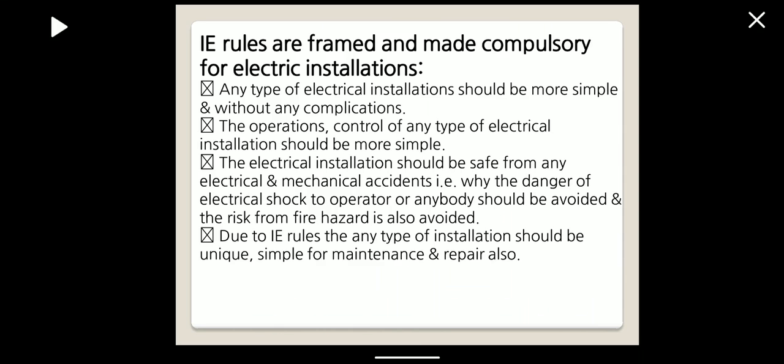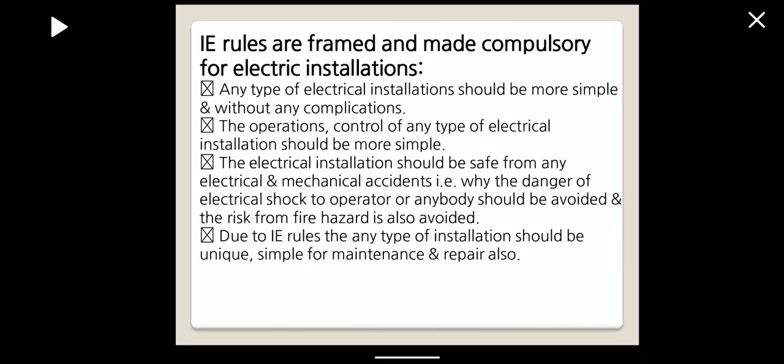The IE rules are framed and made compulsory for the electrical installation. So what are the IE rules framed for the installation? First, any type of electrical installation should be simple and without any complications. Second, the operation and control of any type of electrical installation should be simple. Next, electrical installation should be safe from any electrical and mechanical accidents.